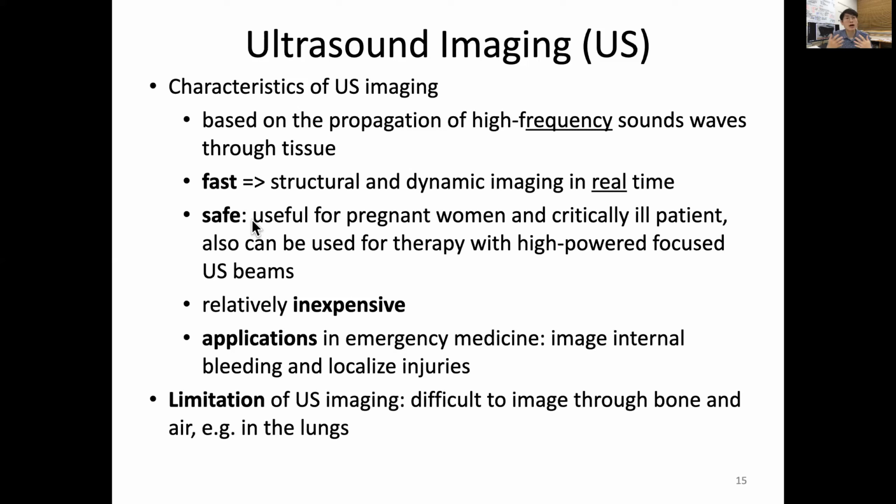And think about how to generate ultrasonic waves. You may consider we only need a membrane to vibrate at a certain frequency of interest, let's say 1 megahertz. Then this membrane vibration, like a speaker with high frequency, will generate compression and rarefaction of these sound waves. So in principle, it's relatively inexpensive.